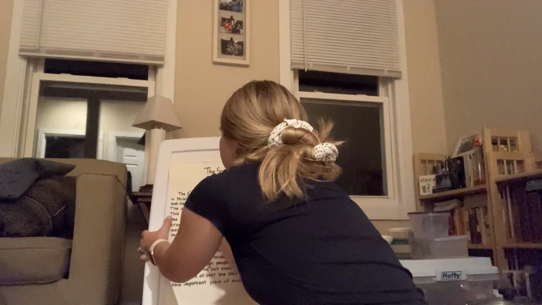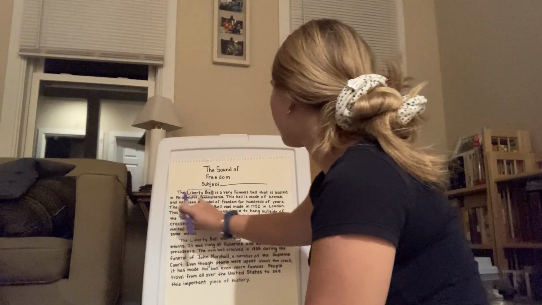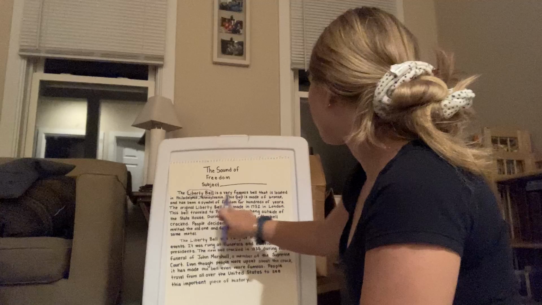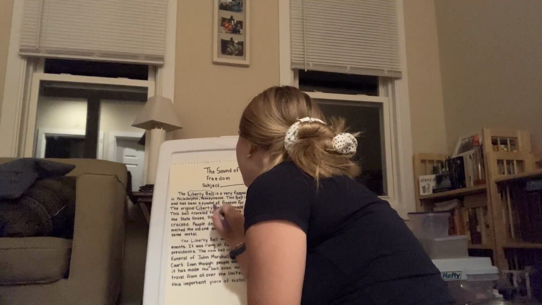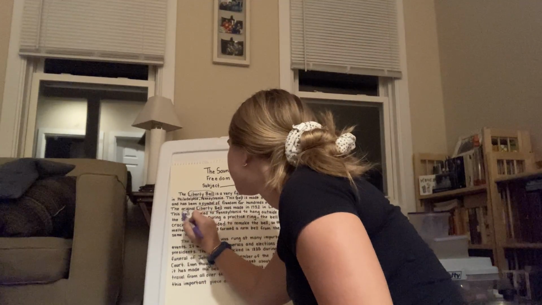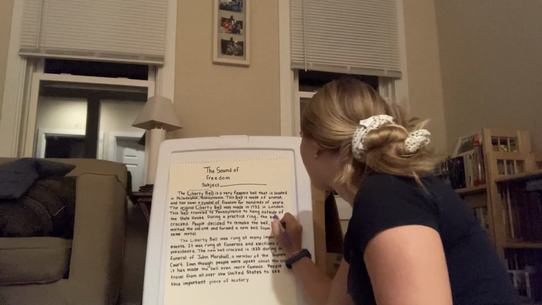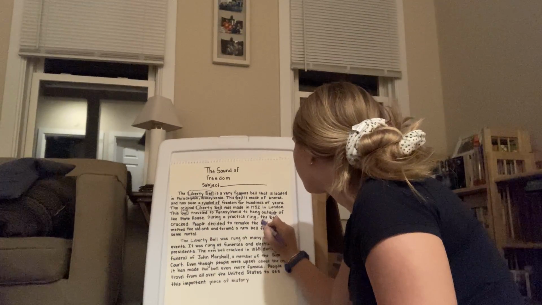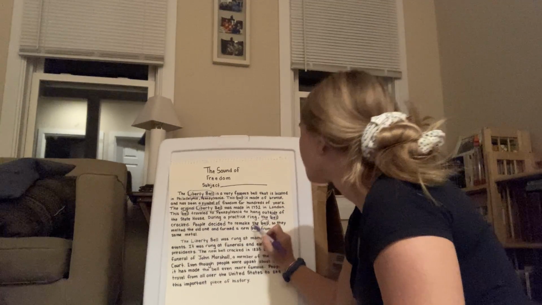So I see right here in the first sentence we have the Liberty Bell. It's a very famous bell that is located in Philadelphia, Pennsylvania. This bell is made of bronze and has been a symbol of freedom for hundreds of years. The original Liberty Bell, so we're going to circle this one again, was made in 1752 in London. This bell traveled to Pennsylvania to hang outside of the State House. During a practice ring, the bell cracked. People decided to remake the bell, so they melted the old one and formed a new bell from the same metal.